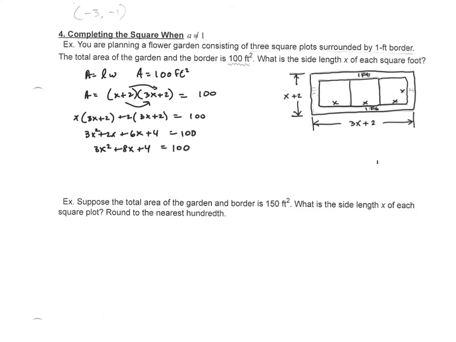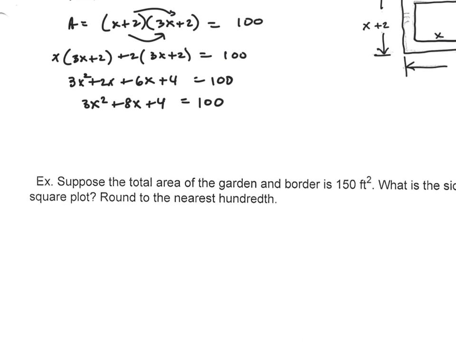Okay, in order to continue here by completing the square, we're going to need our leading coefficient to be 1. So I'm going to subtract 4 from both sides, which is going to give me 3x squared plus 8x is equal to 96. And then I can divide everything by 3 to make my leading coefficient 1.